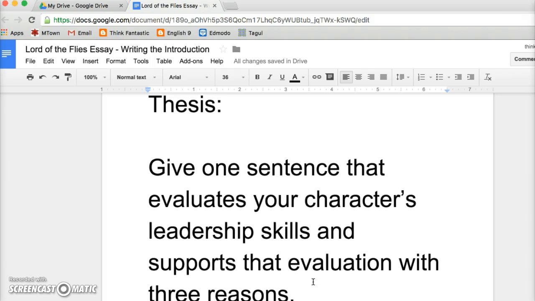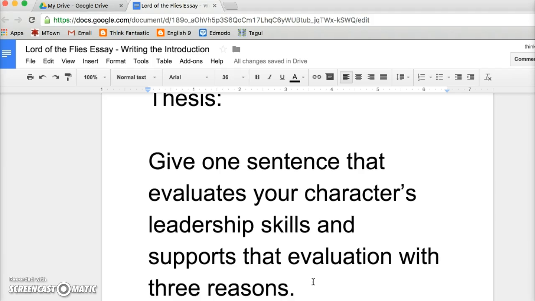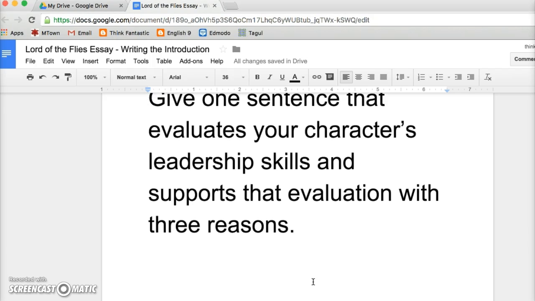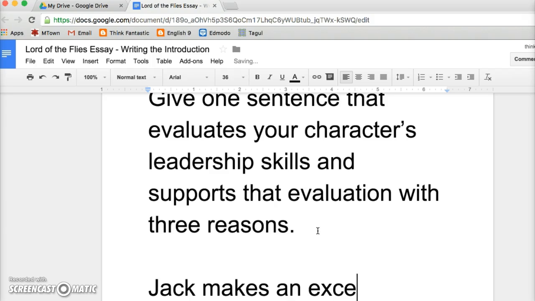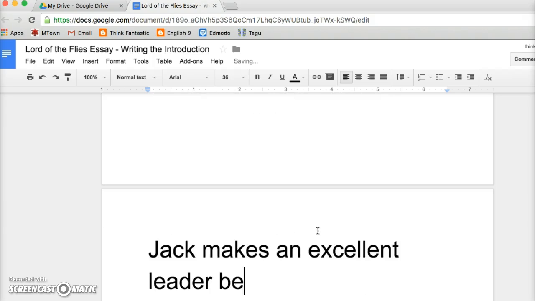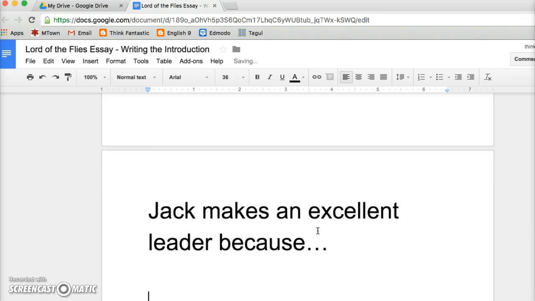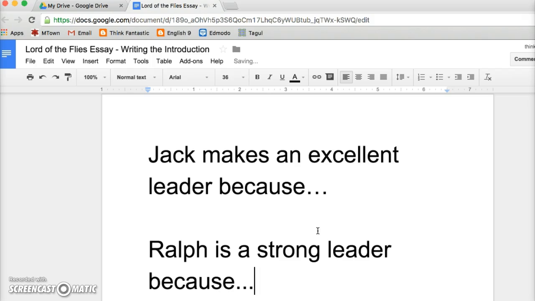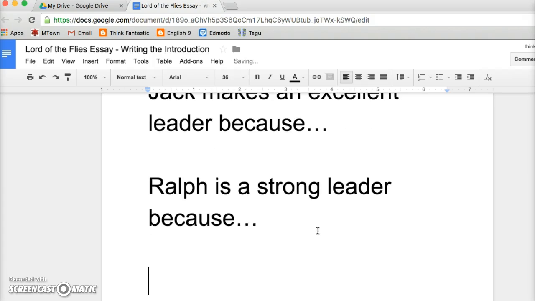And then finally, your last sentence of the introduction, you are going to give one sentence that evaluates your character's leadership skills and supports that evaluation with 3 reasons. For example, Jack makes an excellent leader because, or maybe Ralph is a strong leader because. And I'm going to ask you to come up with 3 supporting reasons, 3 major reasons why you think that character is a strong leader.